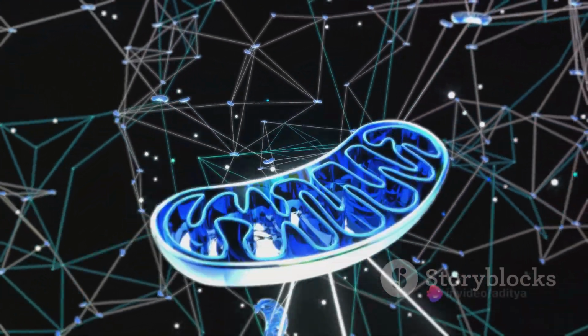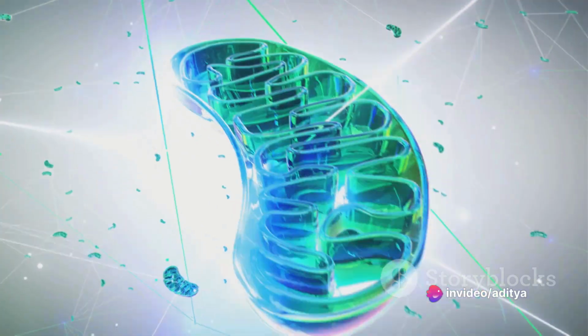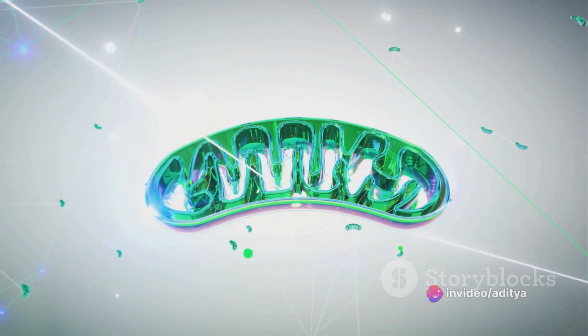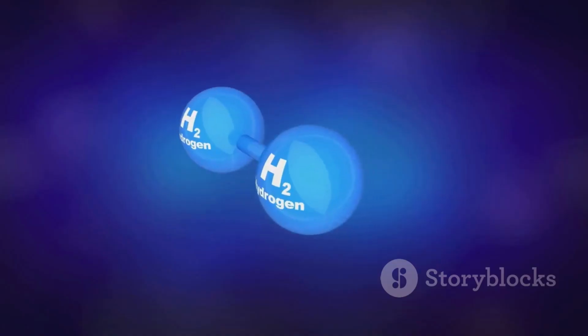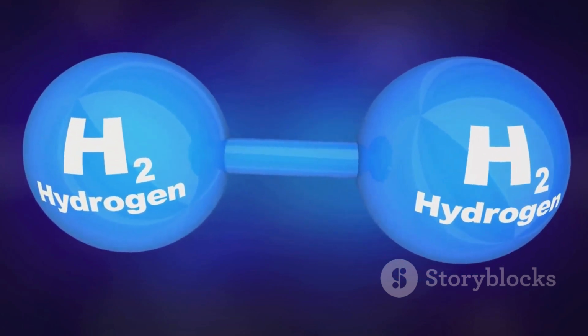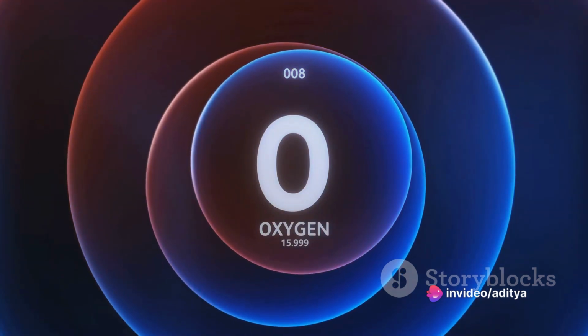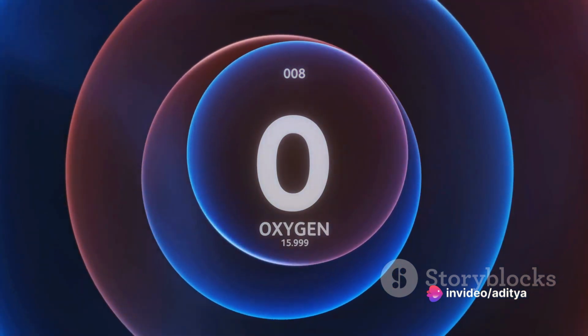The high-energy electrons from NADH and FADH2 are used to pump hydrogen ions across the mitochondrial membrane, creating a concentration gradient. The flow of these ions back across the membrane powers the production of ATP. Oxygen is vital in this step as it acts as the final electron acceptor, combining with hydrogen ions and electrons to form water.